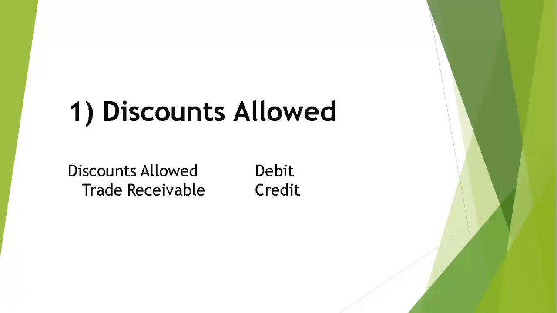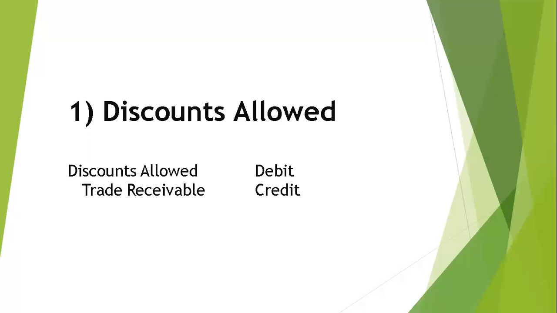So A Limited has given a $10,000 loan to B Limited, and A Limited is telling that if they settle the loan faster, within 1 month, we will give you a 10% discount. So in this case, A Limited is allowing the discount. B Limited is receiving the discount. So there are two incidents. A Limited is allowing the discount as well as B Limited is receiving the discount. So we are going to study both double entry systems here.